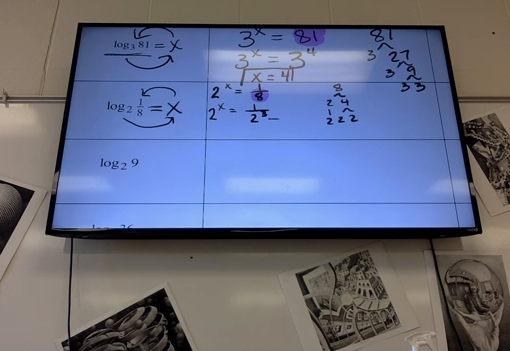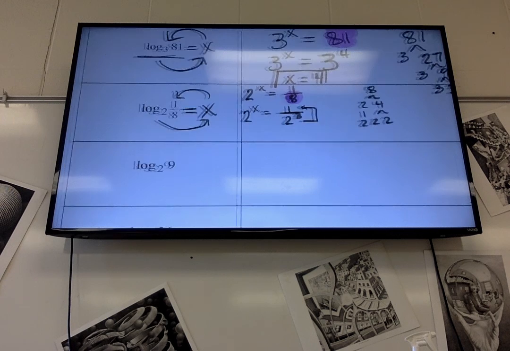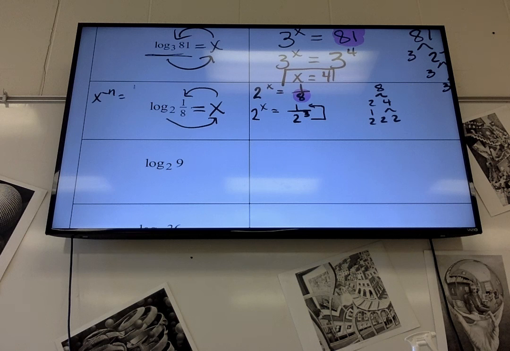And then how do I get this up top? What can I do to the exponent to flip it? Square root or just square? Negative. We had a rule that said if you had a negative exponent, you could flip it and it would get rid of it. So the opposite works as well. If you had a positive exponent and you flip it and make it negative, that works. So 2 to the x equals 2 to the negative 3. Because 2 over 1 is 2. So what's x? Negative 3.